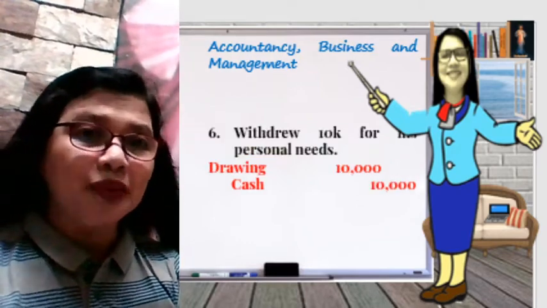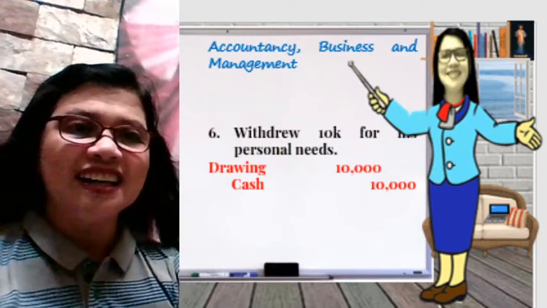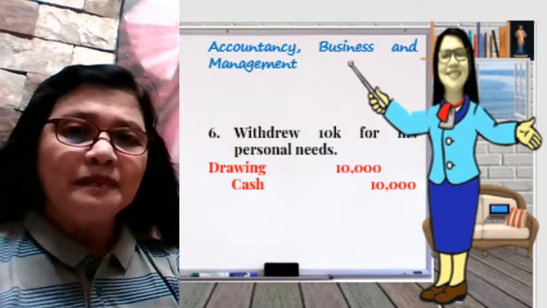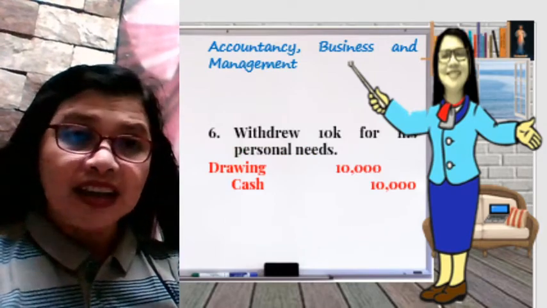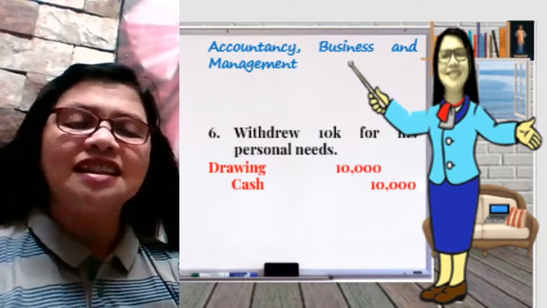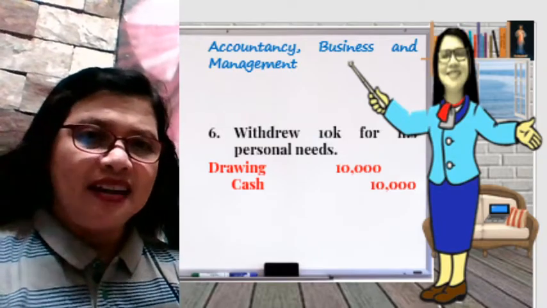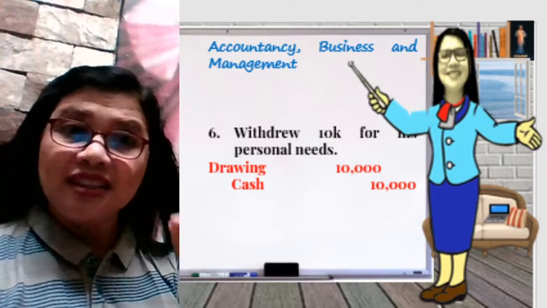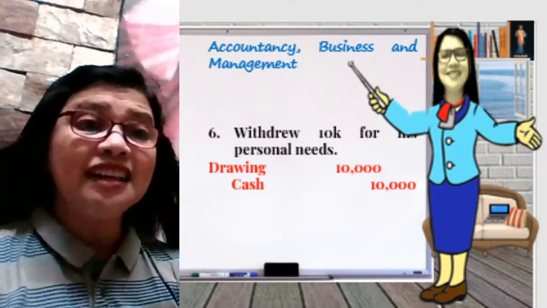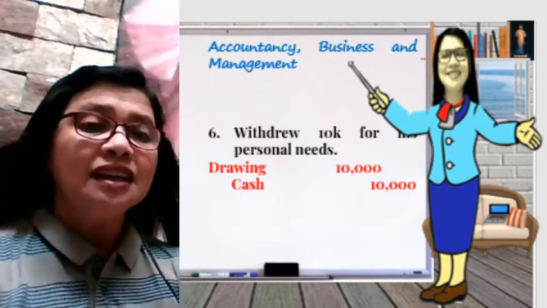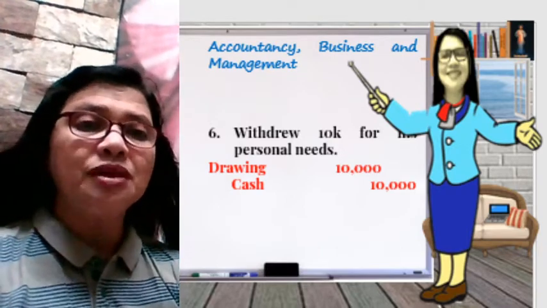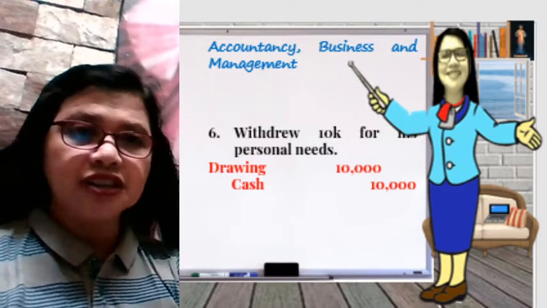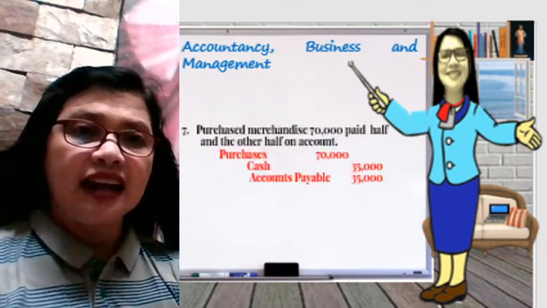I know at this point you already memorized the basic rules on debit and credit and the most common transactions because we've been discussing it every now and then. So he drew 10,000 for his personal needs. What is again the drawing account? Correct. It's a debit normal balance because it's a deduction to your equity account. So we debit drawing, and because there is a deduction to your cash, we credit cash.